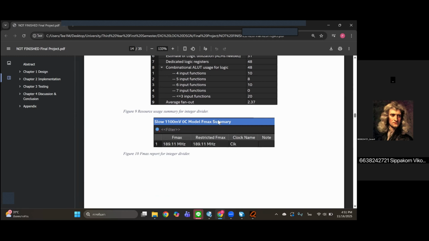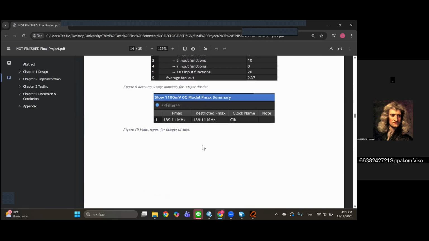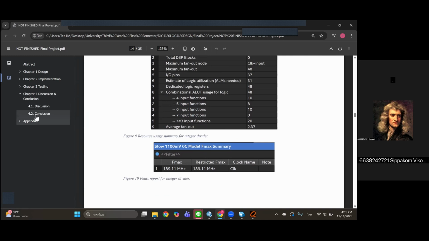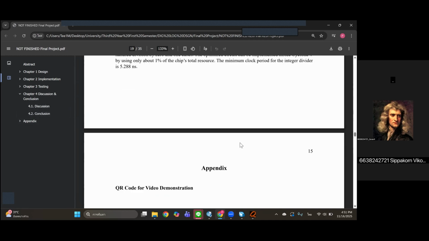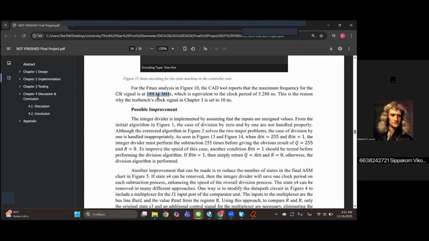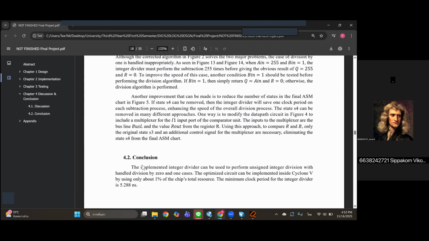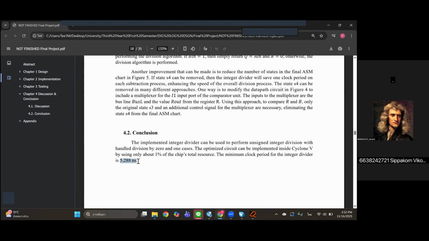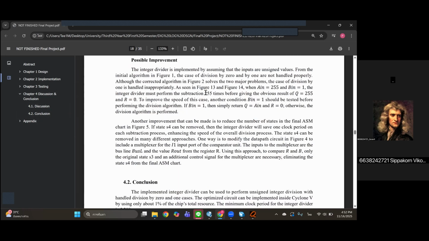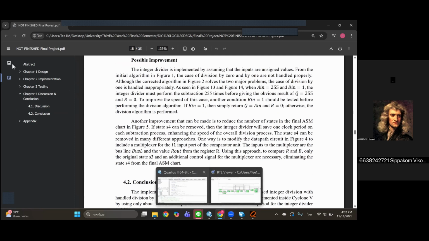And for the Fmax summary, which is for the frequency analysis, the maximum frequency that we can use is 180.11 megahertz, which translates to 5.288 nanoseconds. So in our test bench, we select a clock period of 10 nanoseconds. The code for the test bench is here.